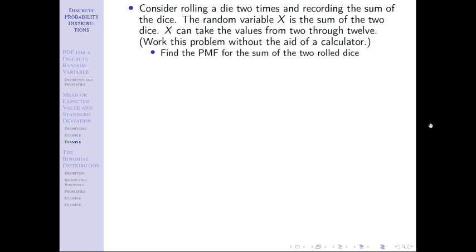So I can get a 2, 1, or I can get a 1, 2. And you say, no, wait a minute, that's the same thing. No, it's not. Remember, when we talk about outcomes, we say that the order matters. Getting a 2 on the first die and a 1 on the second is different than a 1 on the first and a 2 on the second. There's 2 ways I can get a 3, a 2, 1, and a 1, 2.